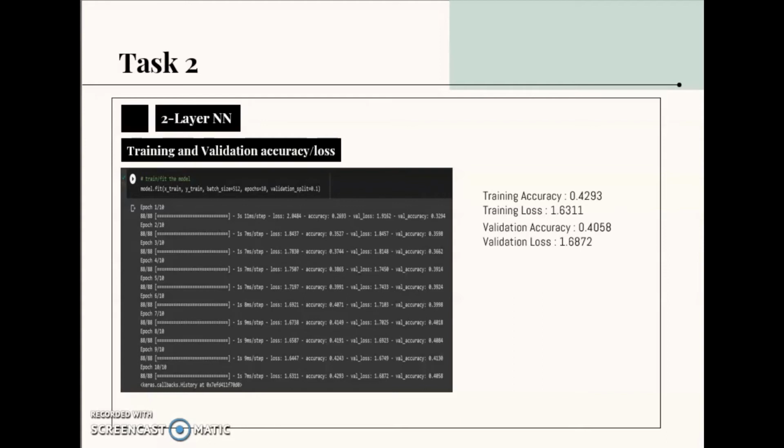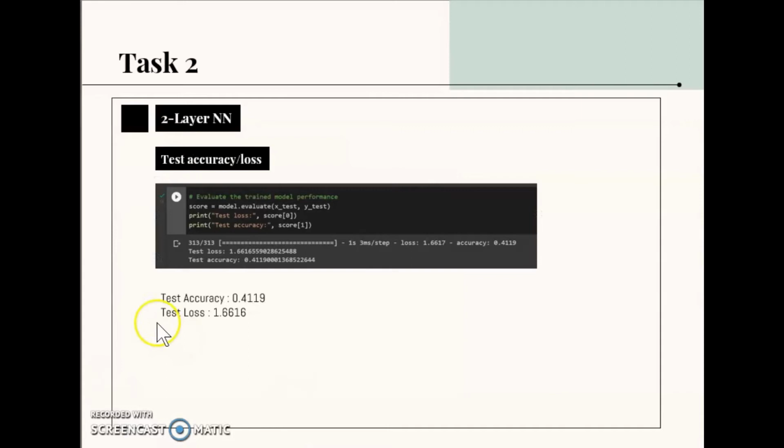So what we did was that we compared the two-layer neural network with the LeNet-5. For the two-layer neural network, the training accuracy is 0.4293, the training loss is 1.6311, the validation accuracy is 0.4058, and the validation loss is 1.6872. So the test accuracy and loss results in a test accuracy of 0.4119 and a test loss of 1.6616.